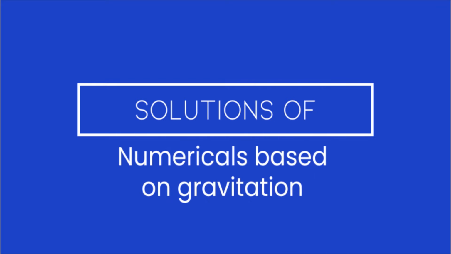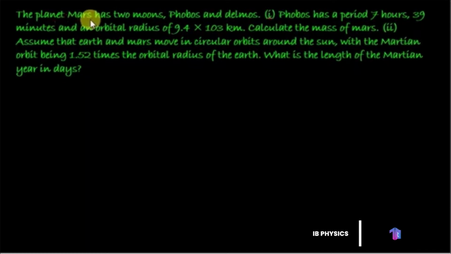Watching this video on solutions of numericals based on gravitation. So my question reads, the planet Mars has two moons, Phobos and Deimos. Phobos has a period of 7 hours 39 minutes and an orbital radius of 9.4 into 10 to the power 3 kilometers. Calculate the mass of Mars.